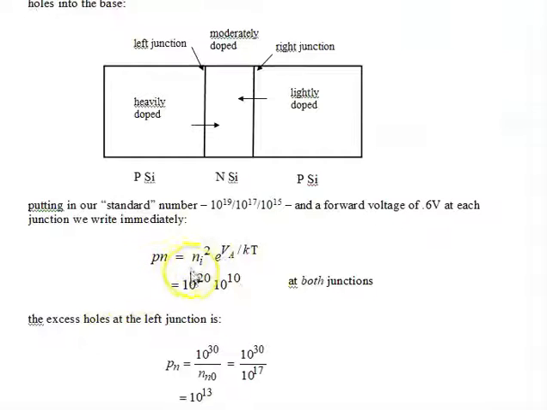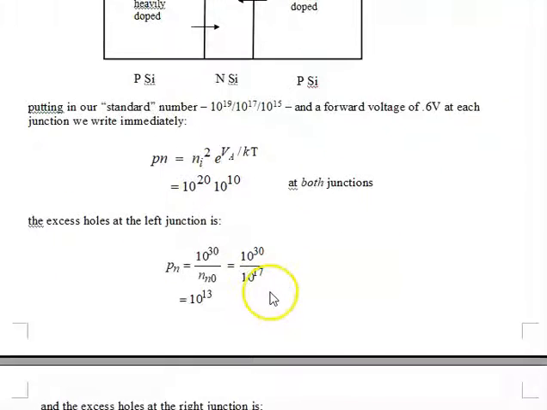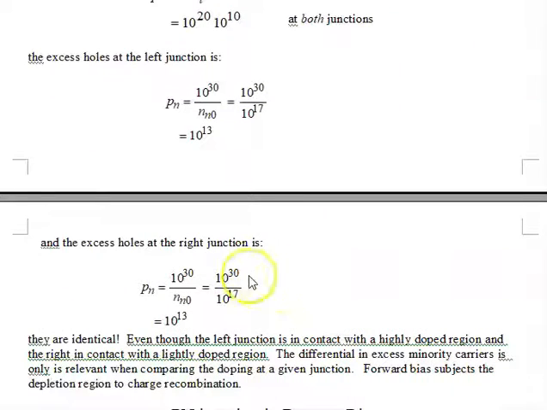Okay, so the boost is the same, 10 to the 30th. So the excess holes at the left junction we found is 10 to the 13th. That's what we already did. I just repeated it, but you should know that. Okay, and the excess holes on the right junction, we do exactly the same thing.